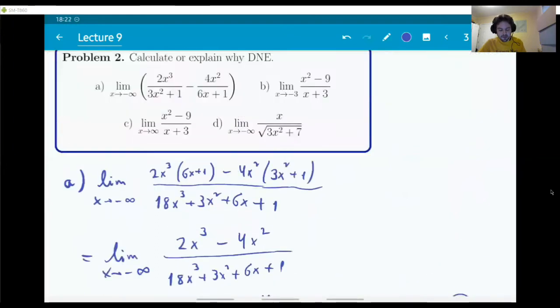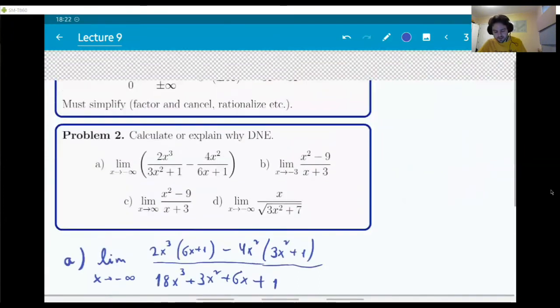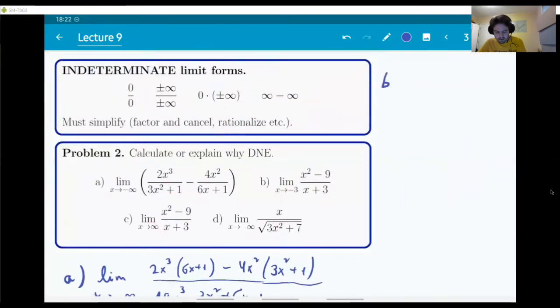B should be very easy. Probably fits in here. We can do that like in here. X is going to negative 3. If you try to plug in negative 3, you will see a 0 over 0. That's how you know this is indeterminate. I should always start by mentioning that, of course. But how do we simplify this one?